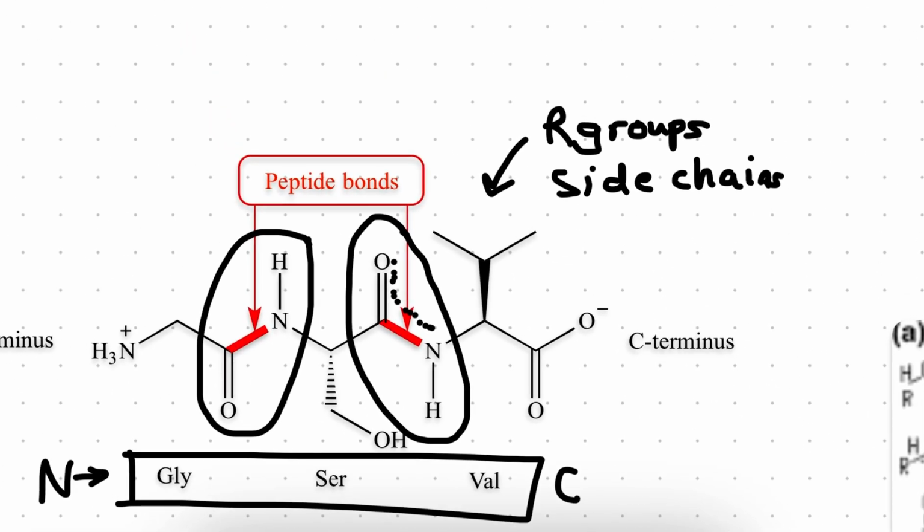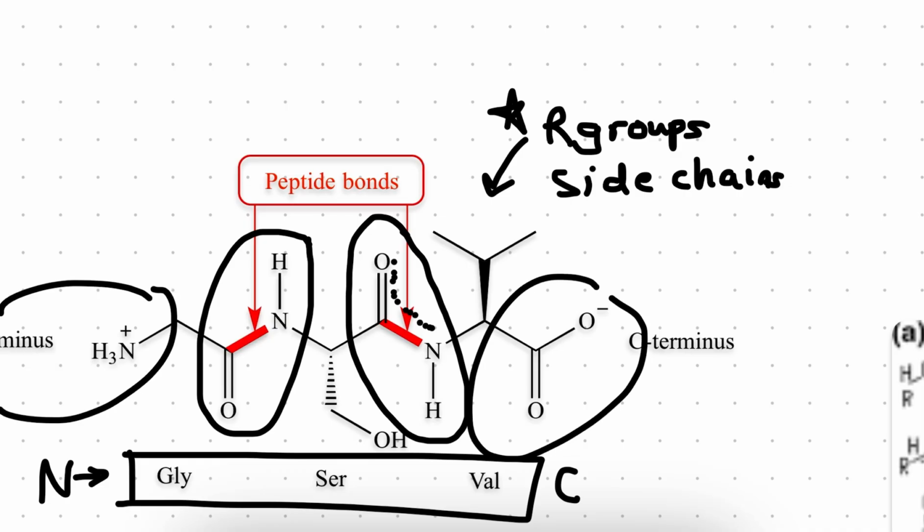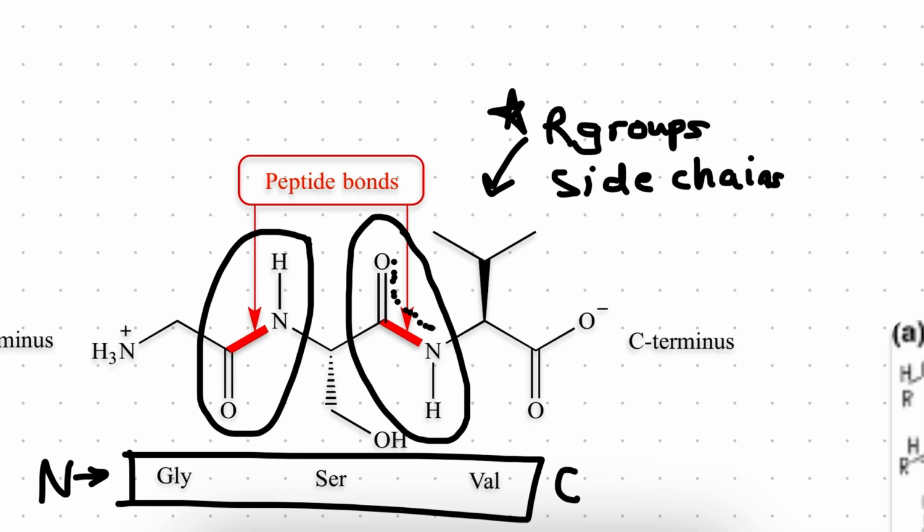So be really aware of this vocabulary because on the exam, they might test you how many charged side chains are there versus how many charged functional groups are there. All right, so the side chain does not include the terminus, but if they ask charged functional groups, then that would include the terminus.